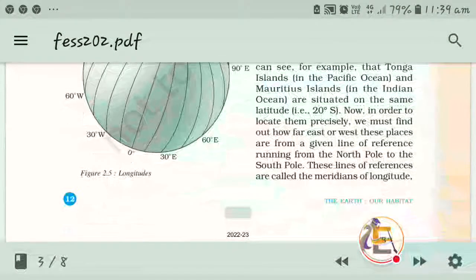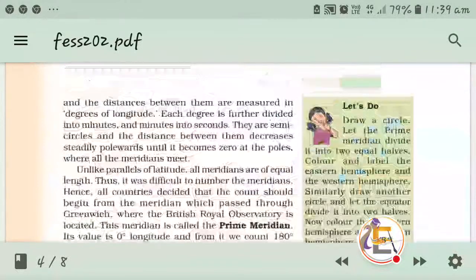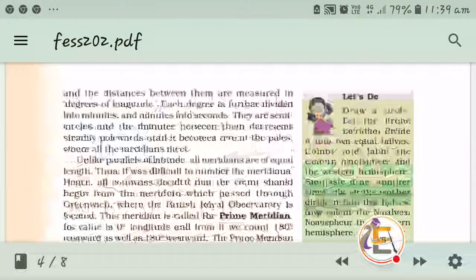Globe, latitudes and longitudes. Figure 2.6, grid. Figure 2.7. Let's do. Draw a circle. Let the prime meridian divide it into two equal halves. Color and label the eastern hemisphere and the western hemisphere. Similarly, draw another circle and let the equator divide it into two halves. Now color the northern hemisphere and southern hemisphere.